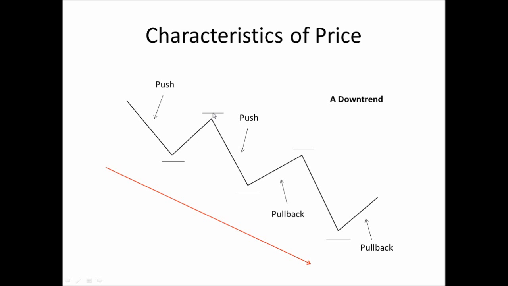Push, pullback, push, pullback, push, pullback. Sometimes these pushes and pullbacks can be referred to as rallies and retracements. Just as in an uptrend, when we come to the end of a push or the end of a pullback, these areas are marked as highs and lows. A high is the end of a pullback and the start of a push. A low is the end of a push and the start of a pullback.